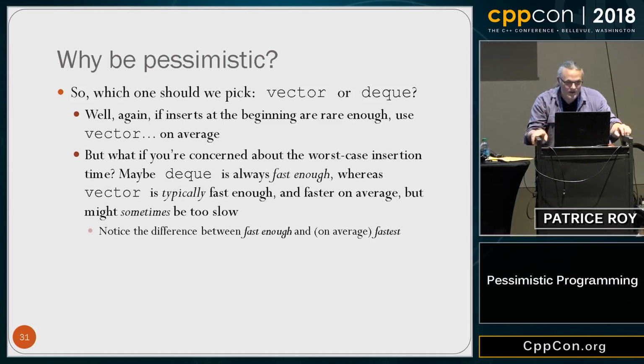So yeah, if you're concerned about the worst case, maybe deque would be best in this case. But that's not what we tell people, of course, because on average, vector will trash everyone. So it's not a matter of being the fastest, it's a matter of being fast enough. Or not being too slow, which is kind of the same thing.